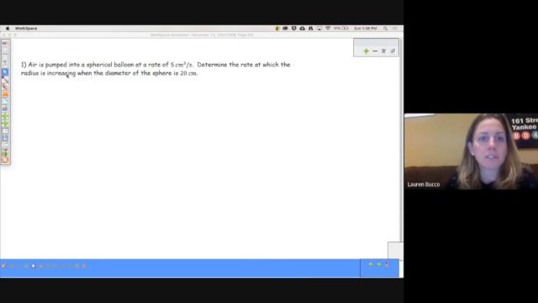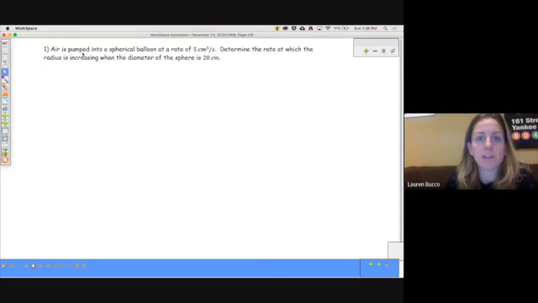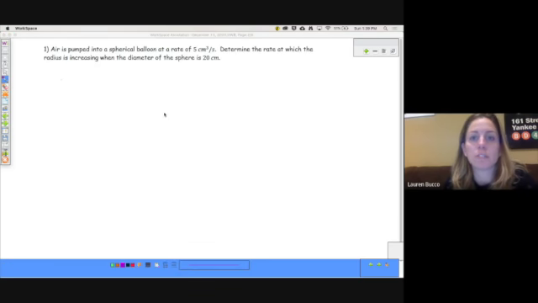Air is pumped into a spherical balloon at a rate of 5 cubic centimeters per second. Determine the rate at which the radius is increasing when the diameter of the sphere is 20 centimeters. All right, so let's picture this. It's a spherical balloon, and as air goes in, the radius keeps getting larger and larger. So at what rate is the radius getting larger?